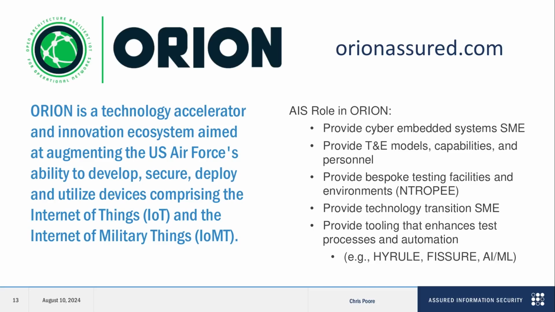I encourage you to check out Orion Assured. It tells exactly what it is. We do a lot of STEM events, a lot of testing. AIS's role is just to provide embedded systems knowledge, bring our capabilities and personnel. We help run the entropy facility, which is a hangar where we have all kinds of space to do these events at. We have drone cage, we have networking, we have LoRa.